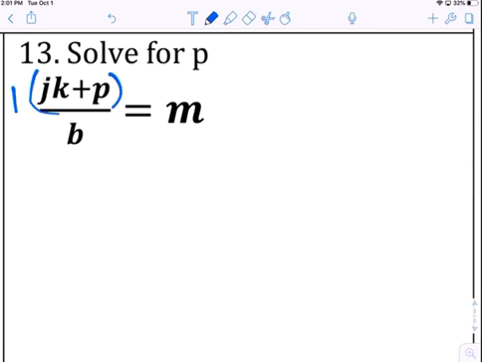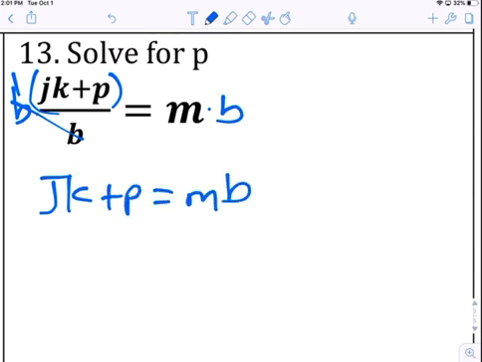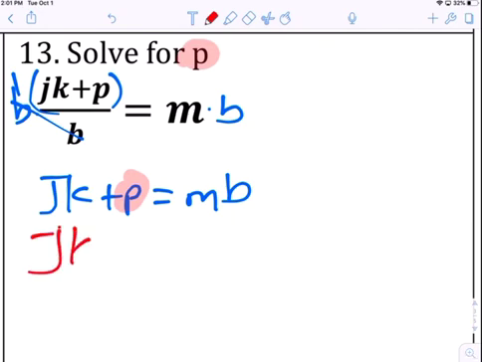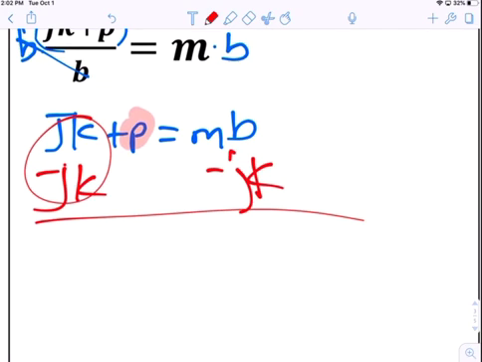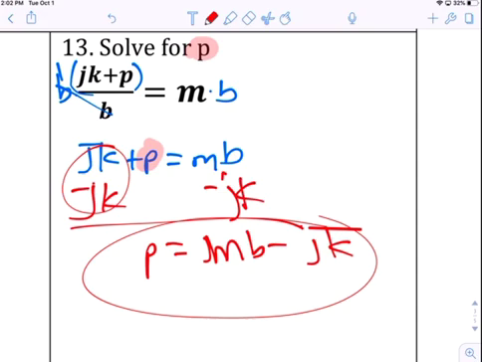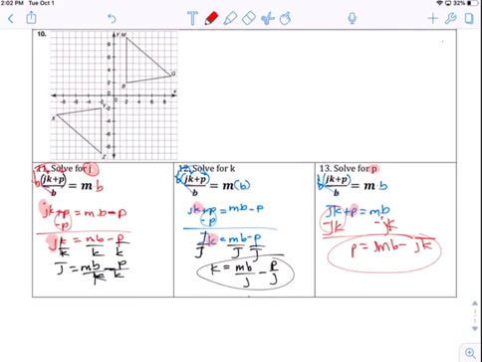I want to get rid of B. JK plus P equals MB. I want to try to find P. Get rid of JK. There's a plus, so subtract JK. Zero plus P is P, equals MB minus JK. That's your answer. Okay. Have any questions? Feel free to ask in class.